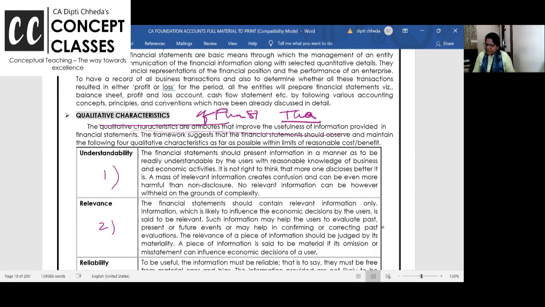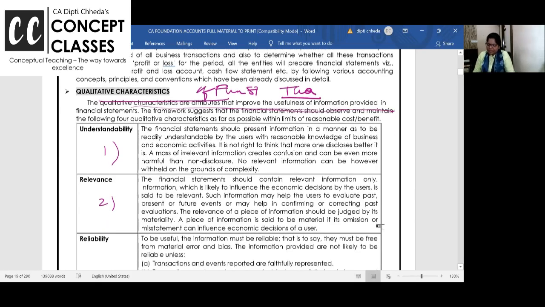Qualitative characteristics of the financial statements. See, if the financial statements are very good value-wise, then they will inform users exactly what they are looking for. तो फिर users को भी पता चलेगा ना कि उनको क्या चाहिए, right? So qualitative characteristics are attributable to help the users. Okay. First one is understandability.